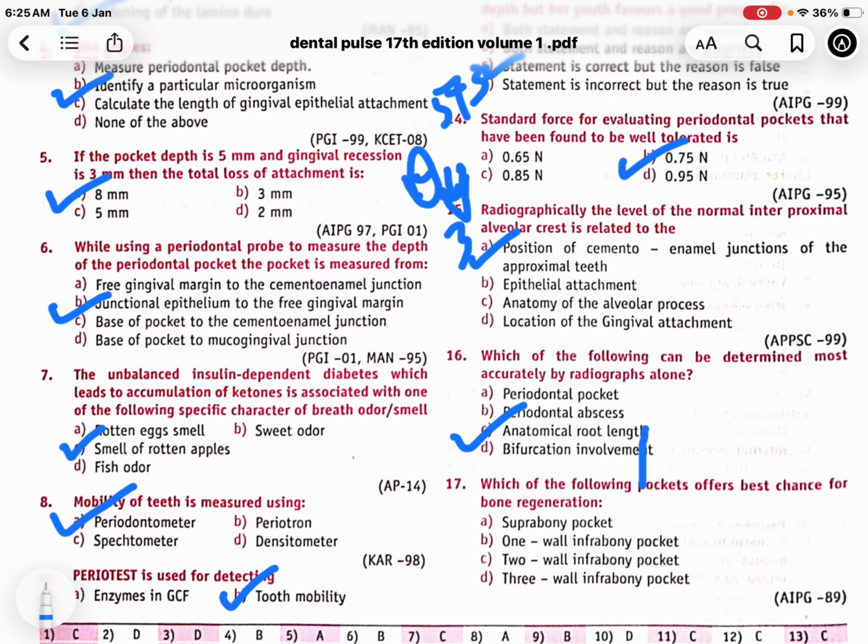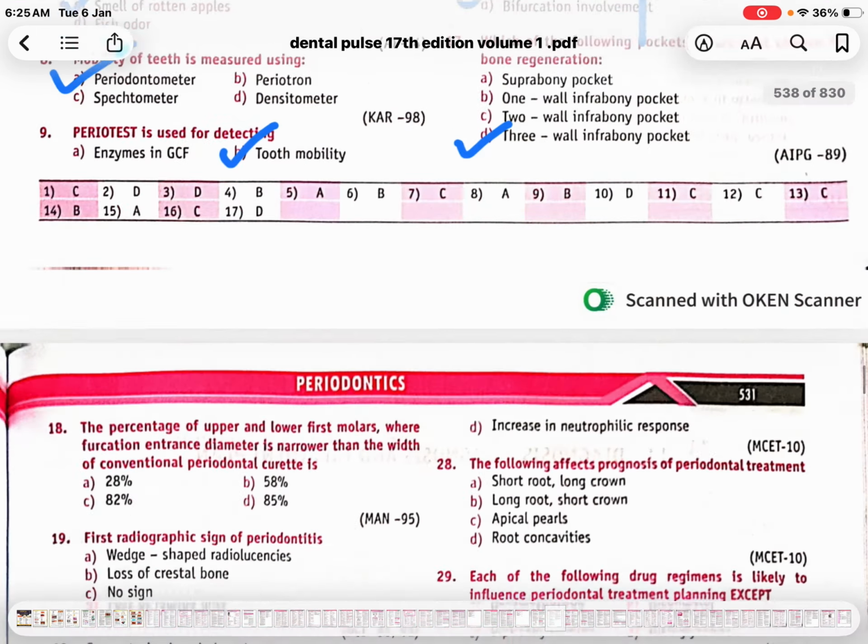Next, which of the following pocket offers best chance for bone regeneration? So, it will be 3-wall intrabony pocket defect. Okay.